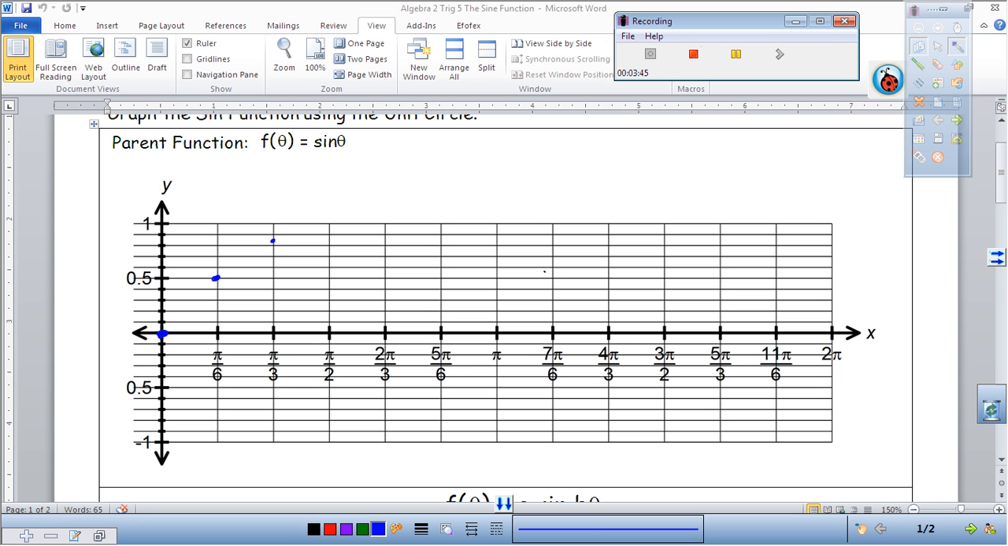Why are you graphing pi over 4? Well, because I couldn't fit it in, it's not equal distance the whole way. You could graph pi over 4, and pi over 4 would be square root 2 over 2. That's fine. But because you want an equal distance on a graph, this whole thing is counted by pi over 6.